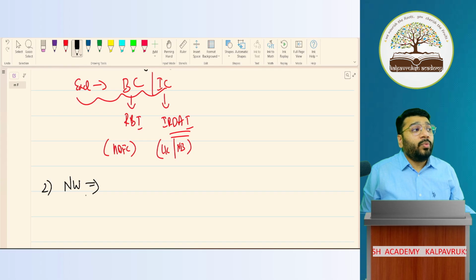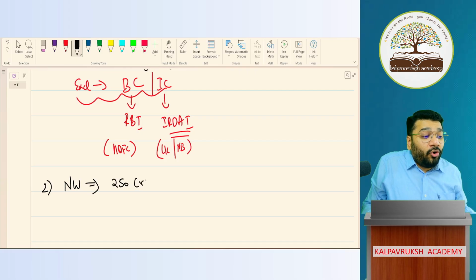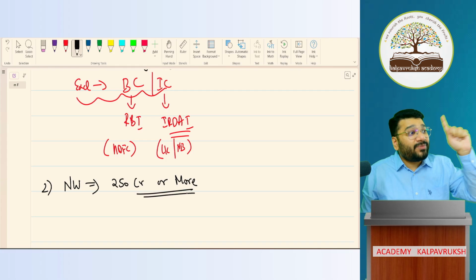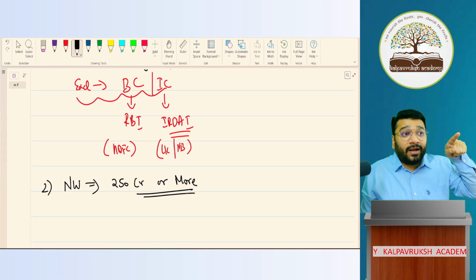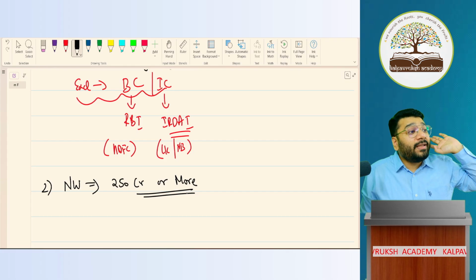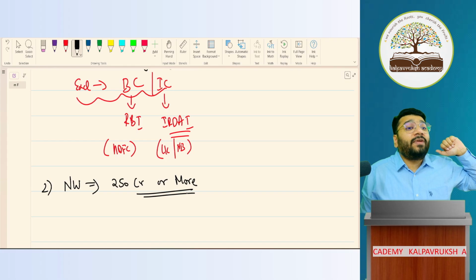So which category of people have to apply Ind AS? Those whose net worth is 250 crore or more. Those who said 500, that was in phase 1. When Ind AS was brought in a phased manner, in phase 1 they said whosoever's net worth is 500 crore and above, for you it is Ind AS applicability. In the second phase, they made it 250 crore.